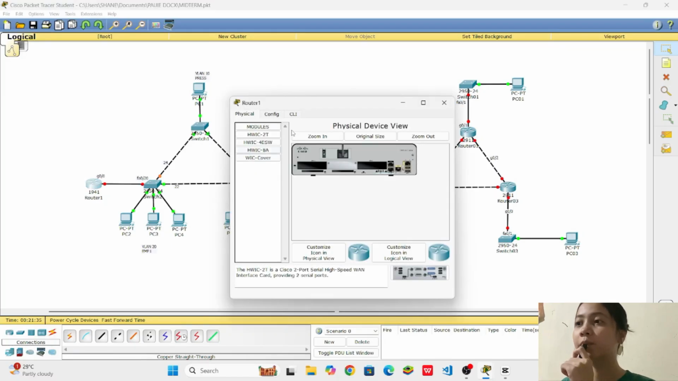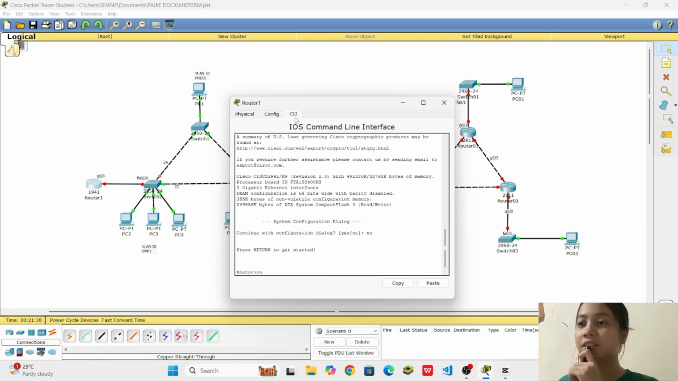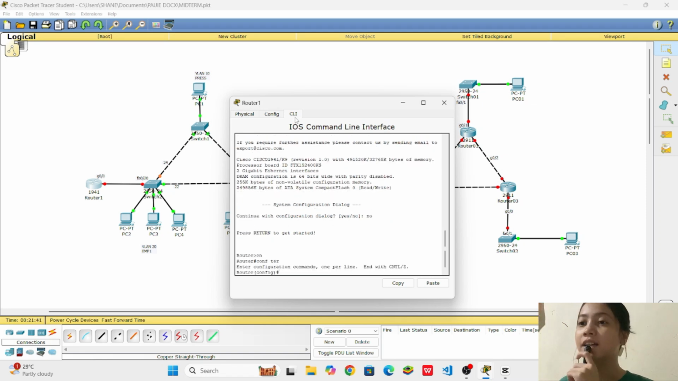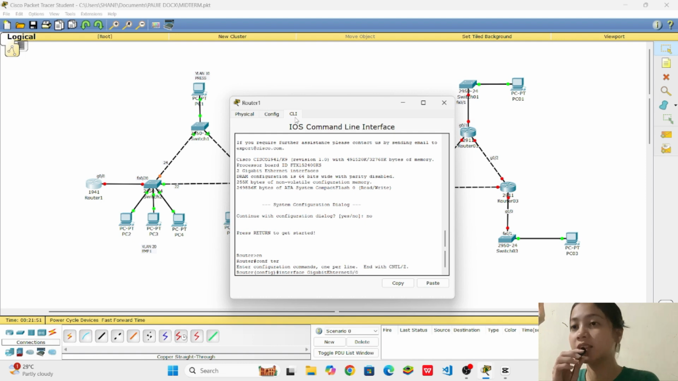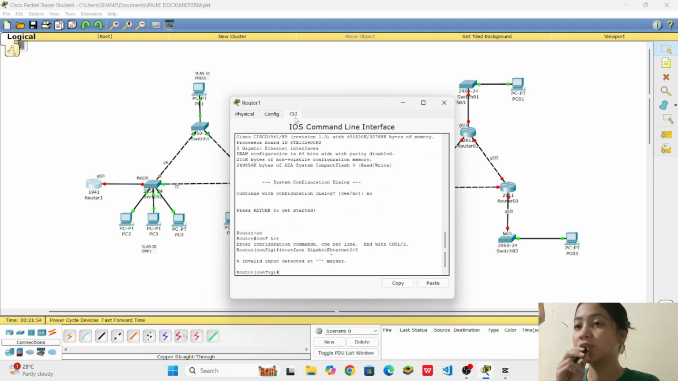Hello everyone, I'll be demonstrating the STP, VLAN trunking, Inter-VLAN, and the router protocols. First is our Inter-VLAN, which allows devices in different VLANs to communicate through routing.